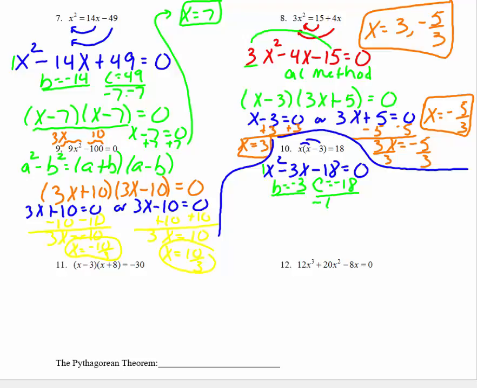And that would be a negative 6 and a positive 3, because when I multiply, I get a negative 18, but if I add, I get a negative 3. So this would factor into x minus 6 times x plus 3 equaling 0. So set each factor equal to 0 and solve. I'll skip a few steps. My answers would be 6 and negative 3.